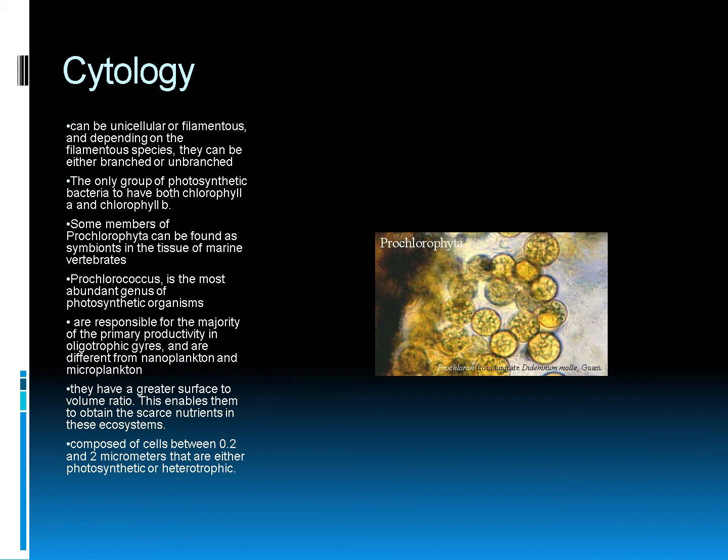Prochlorococcus is the most abundant genus of photosynthetic organisms. They are responsible for the majority of the primary productivity in oligotrophic gyres and are different from nanoplankton and microplankton. They have a greater surface to volume ratio, which enables them to obtain the scarce nutrients in these ecosystems. They are composed of cells between 0.2 and 2 micrometers that are either photosynthetic or heterotrophic.